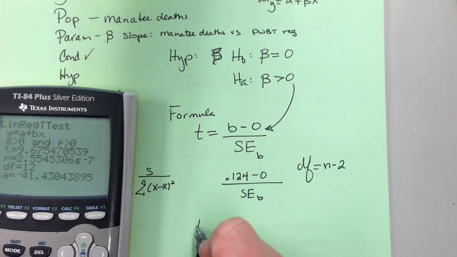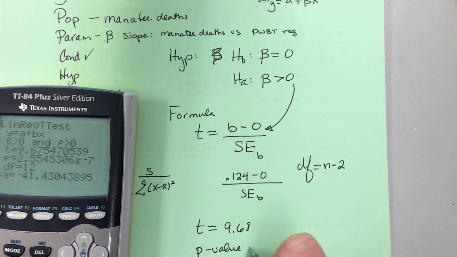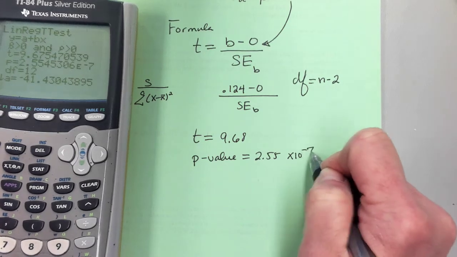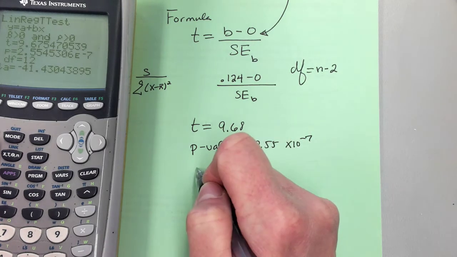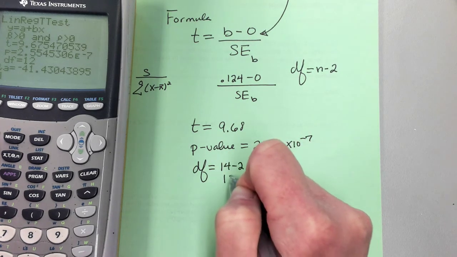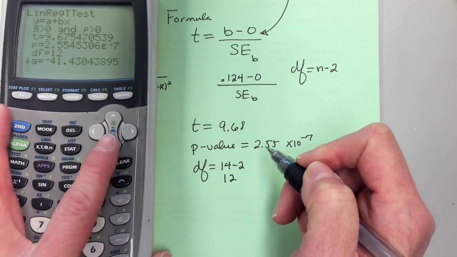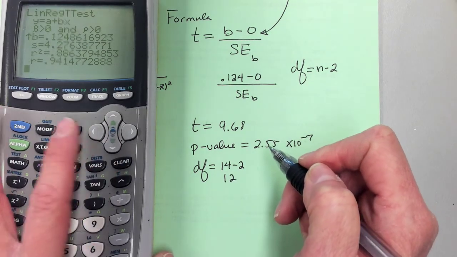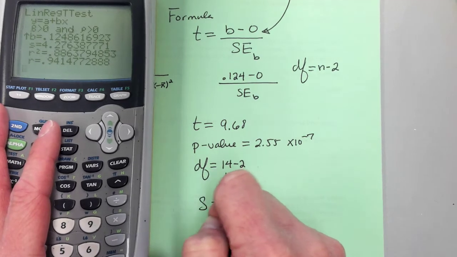We have a t-score of 9.68. We have a p-value of 2.55 times 10 to the negative 7. Our degrees of freedom, I believe we had 14 data points minus 2, so that's why it's 12. And if you keep scrolling, it'll give you A and B. Oh, hey, write down this S thing.